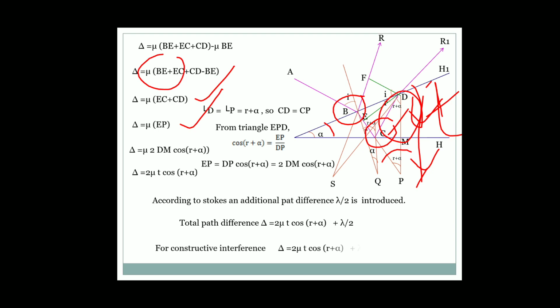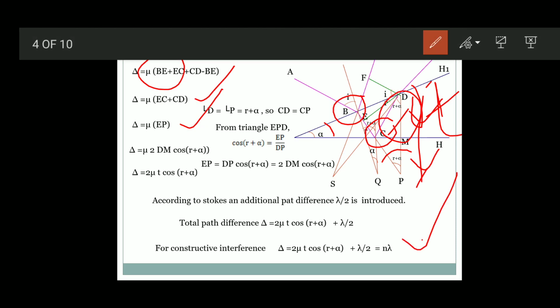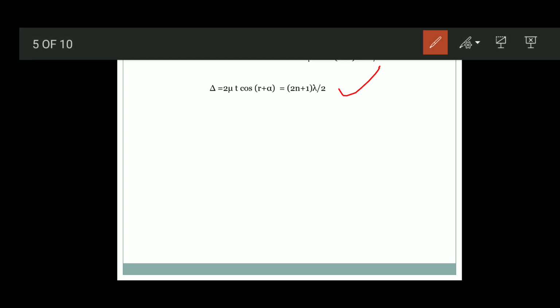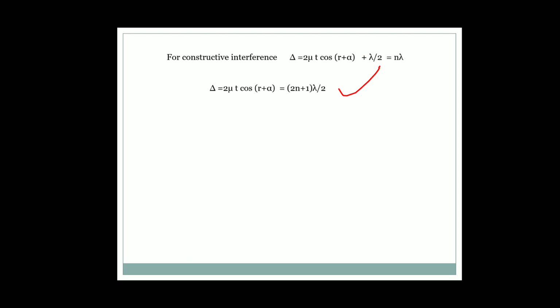So we know for constructive interference, the path difference delta is equal to n lambda. For this, 2 mu t cos of r plus alpha plus or minus lambda by 2 is equal to n lambda. If this is lambda by 2, when it comes to this side, delta is equal to 2 mu t cos of r plus alpha is equal to 2n plus 1 into lambda by 2. This is the condition of a bright fringe in the wedge shape.